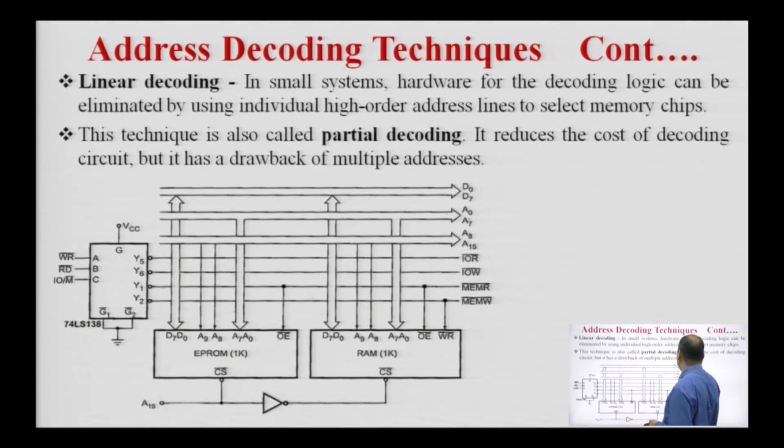The address lines A8 to A15 are used to carry the high order address, the data bus is used to carry the data, and A0 to A7 address lines are used to carry the low order address. Again, 1 kilobyte of EEPROM and 1 kilobyte of RAM are used.